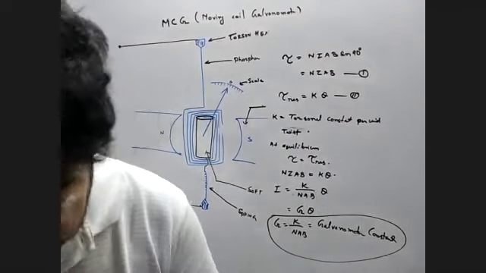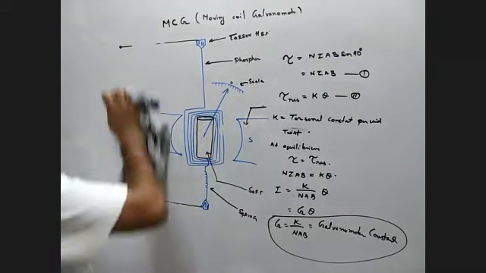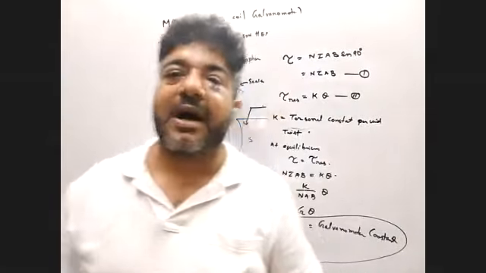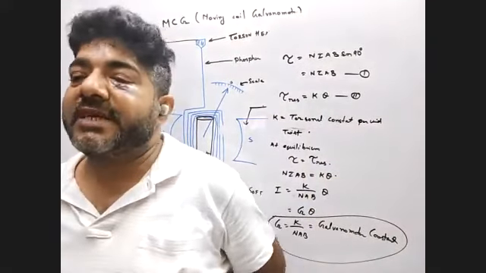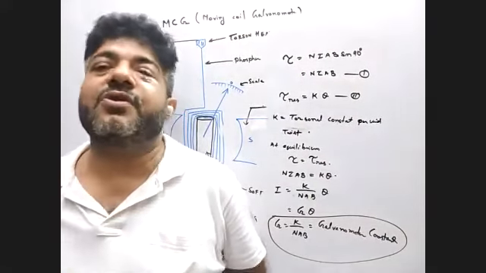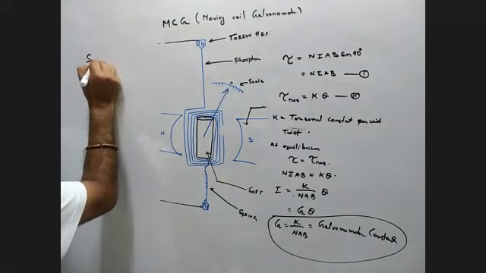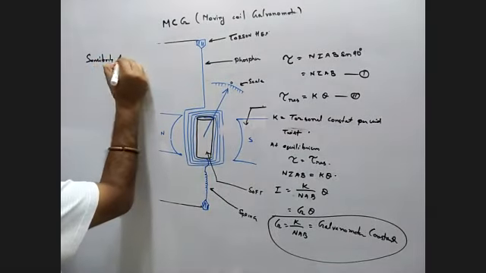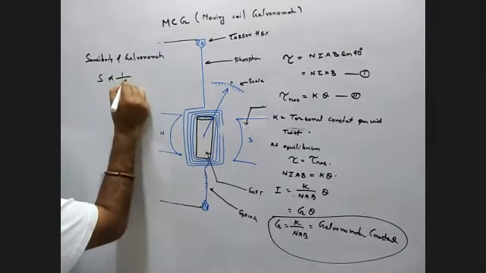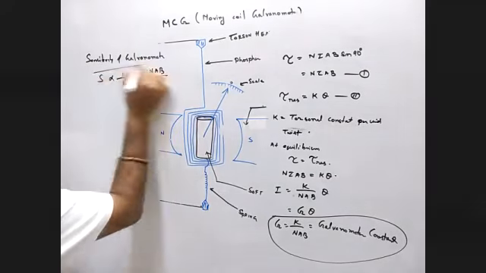Now, one more very, very important part: the sensitivity of this galvanometer. Sensitivity means how you make it a more sensitive instrument. What do you mean by sensitive? Sensitive means even a very small change, a very small deflection, we are able to measure. So the sensitivity of the galvanometer, S, is inversely proportional to G, that means directly proportional to NAB by K. This is very, very important.